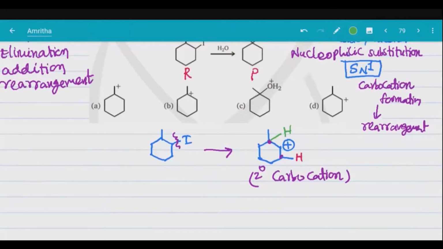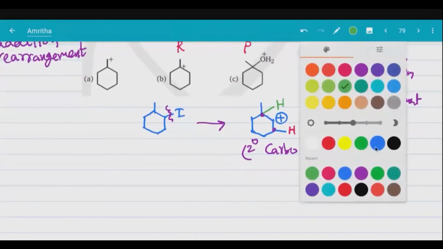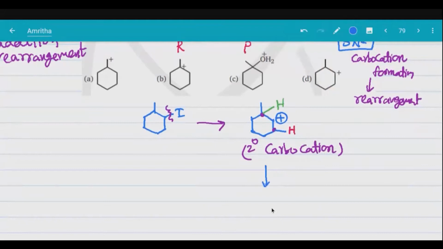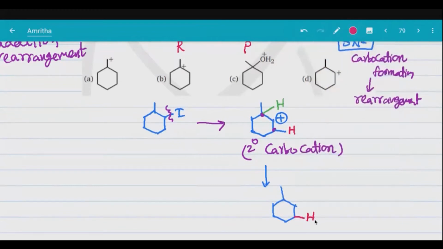If I shift the red one, I'll again get secondary, so it is pointless. So the hydrogen must be from green. If I shift the green one, this will rearrange to a tertiary carbocation. The red is already there, and there is the green. Now I'll get the positive charge over here. So this is a tertiary carbocation.